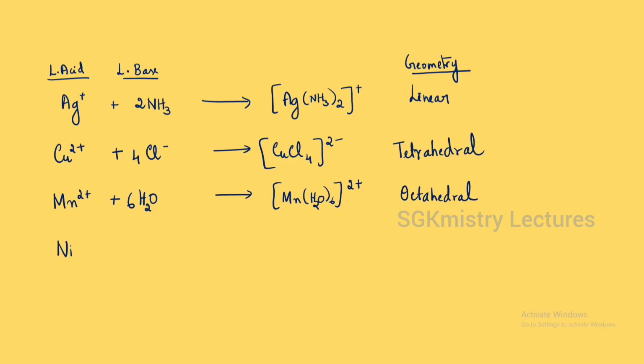You can also take other examples like nickel 2+ with the cyano ligand. So we have Ni(CN)4, the charge will be 2-, right? Because Ni2+ and there are 4 cyano ligands, so the total charge will be -2. And here the geometry is square planar. So this is with respect to the cations which can act as Lewis acids. When they react with the Lewis bases, they can form various complexes.